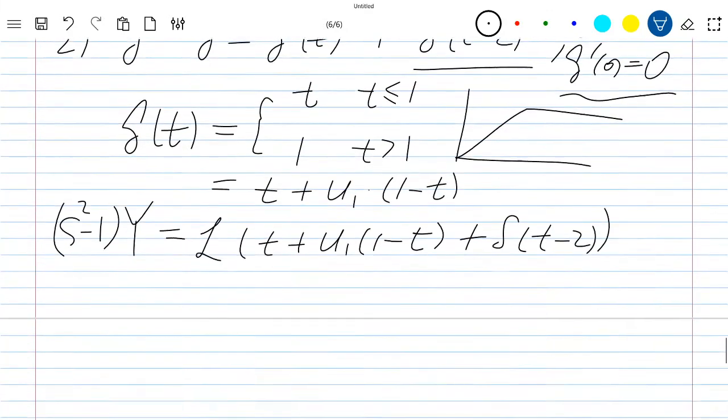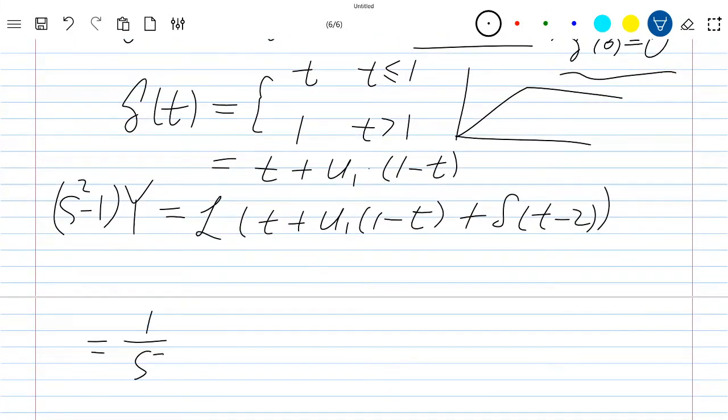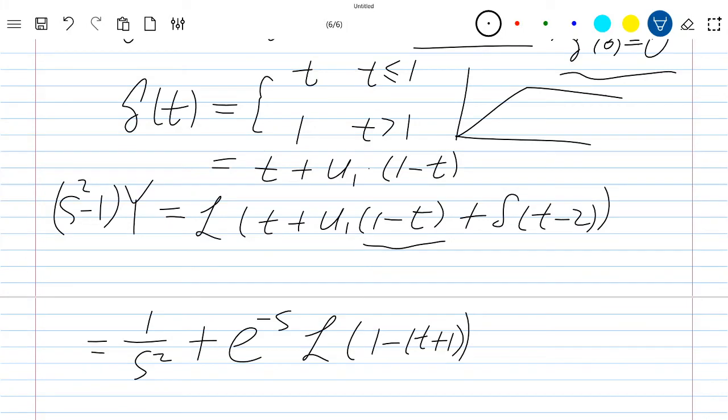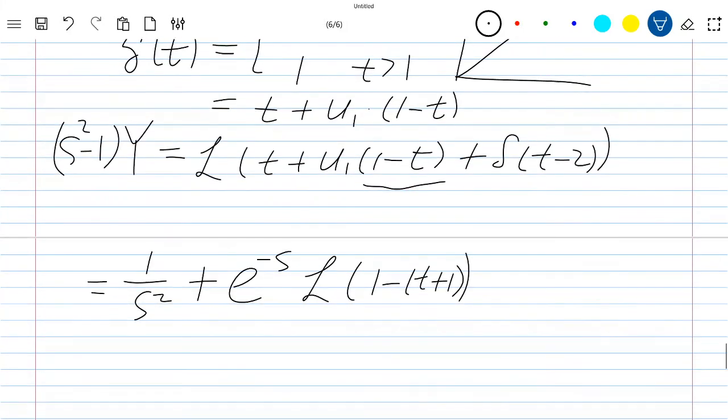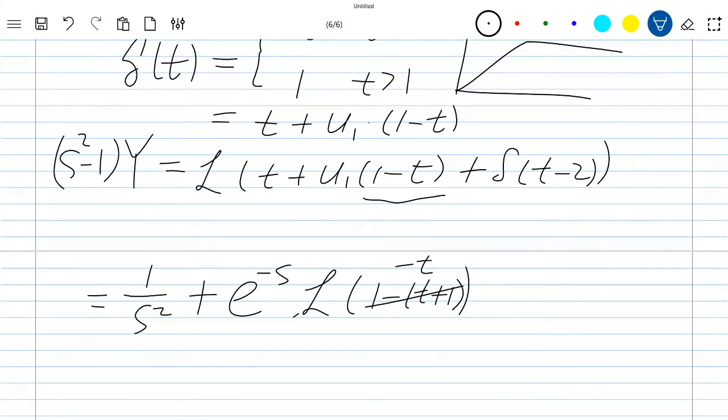Alright, so for t, it's 1 over s squared. And for u1, what do you do? You have e to the negative s, right? Then when you do the transform of 1 minus t, remember you have to shift to the left, which means you have to replace t by t plus 1. And then what is that? This is just negative t. So what is L of negative t? It's negative 1 over s squared. Then the last term is just e to the negative 2s.